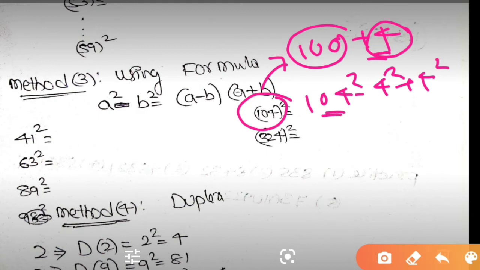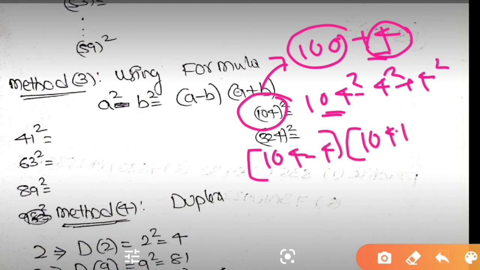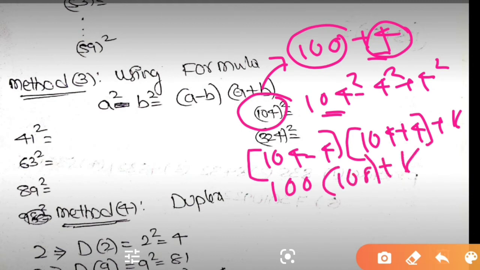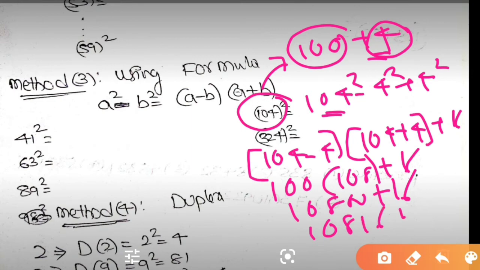So this is the a square minus b square formula. a minus b means 104 minus 4 into 104 plus 4. 4 square is 16. That is 100 into 108, plus 16. Here we get 10800 plus 16. By adding these numbers we will get 10816 as the answer.